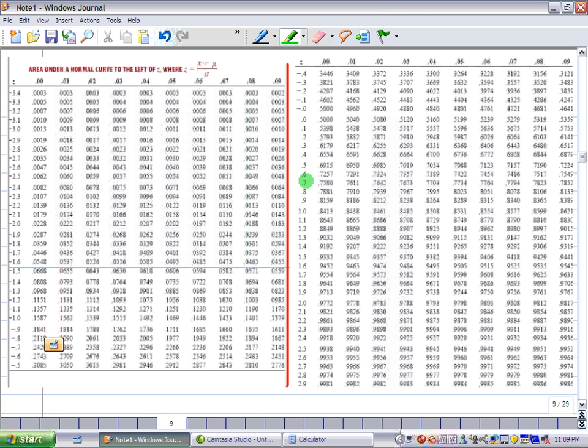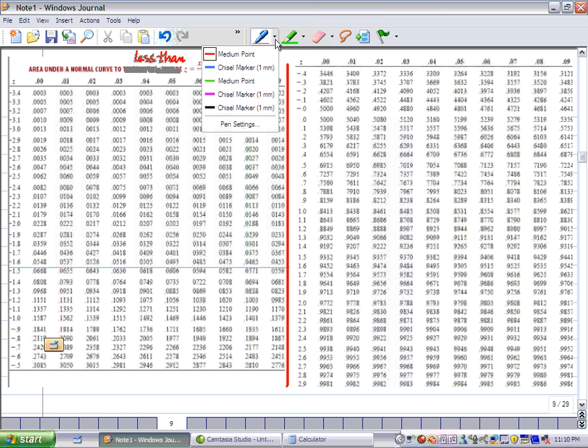If I look at a number over here, say 2.14, here's 2.1 plus the 4, 2.14 would be this number, 0.9838, move the decimal. So 98.38% of the population is below a standard deviation of 2.14. So this tells you where they are lower than or less than. They sit up here, left of, and left is less than.